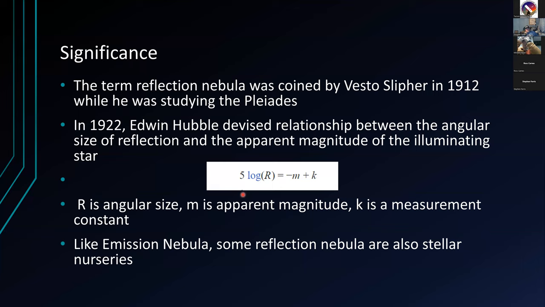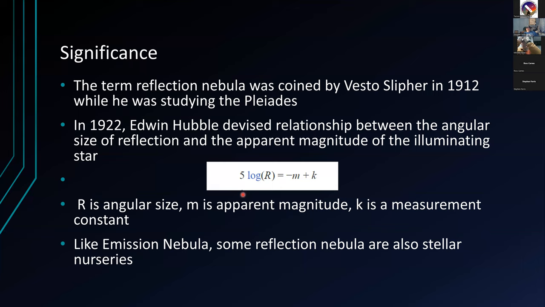I thought that was just kind of really cool, seeing Edwin Hubble show up again here when I wasn't expecting him to. Another thing that's common with these nebulae, like emission nebulas, and dark nebulas as we'll see, is that these are also typically star-forming regions. So they may just be in a much earlier stage of star formation compared to emission nebulas.